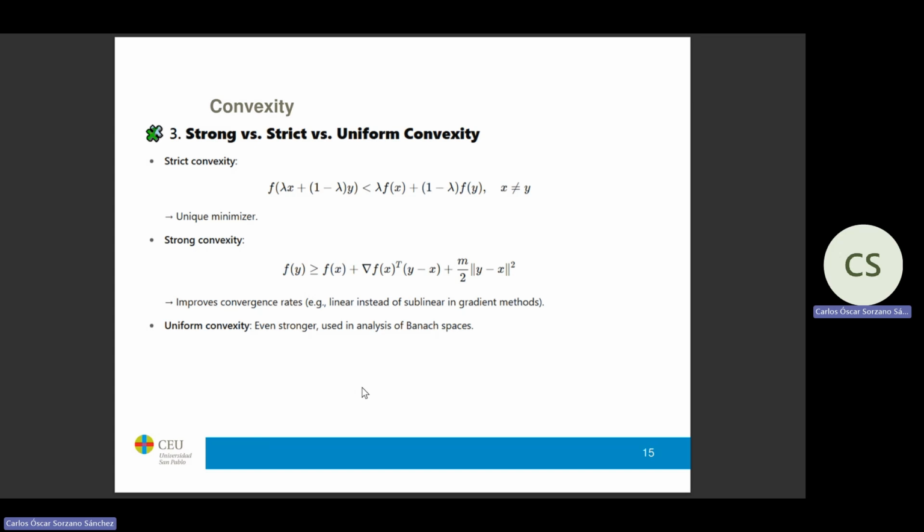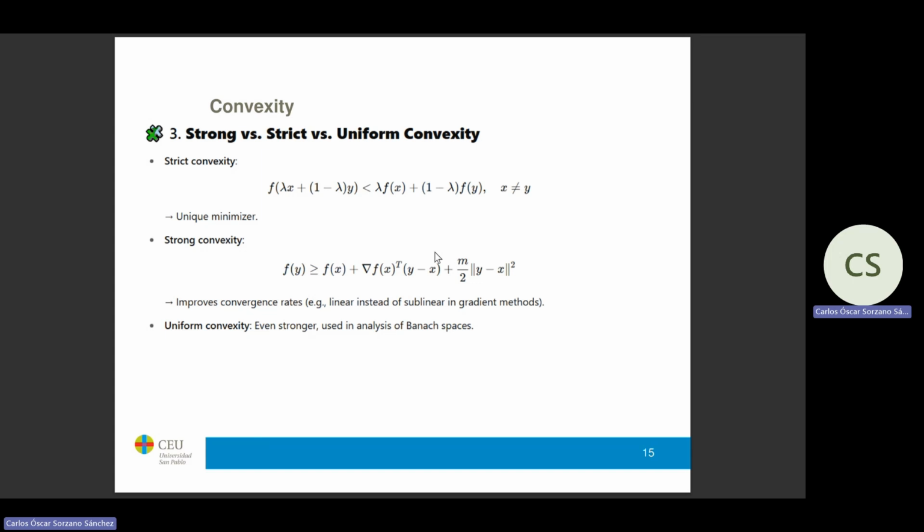We can give further definitions of convexity, what is called strict convexity, strong convexity, and uniform convexity. This one we will not see. They are more complicated, but these two are kind of easy. So the strict convexity is the one that we have seen so far, and it guarantees that there is only one minimizer of that function.